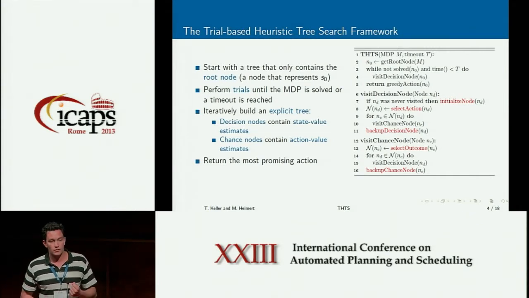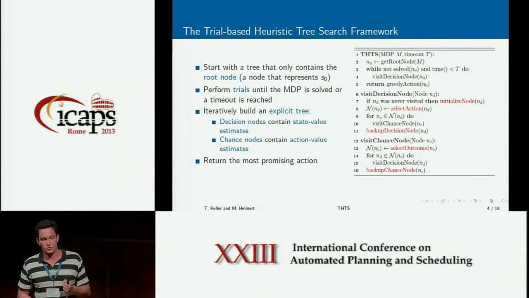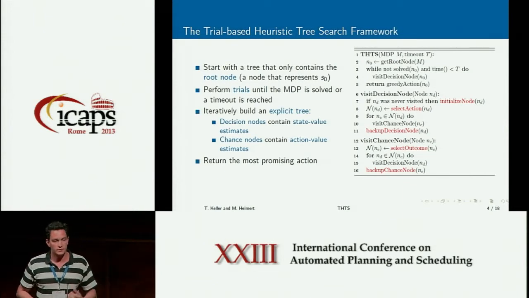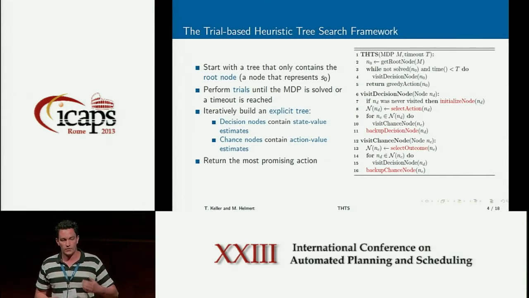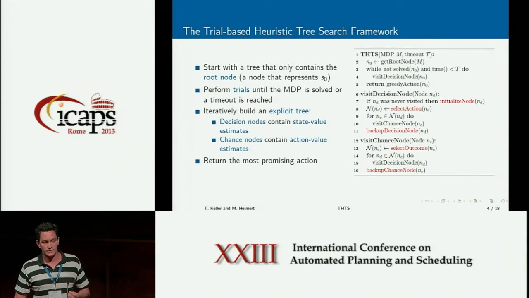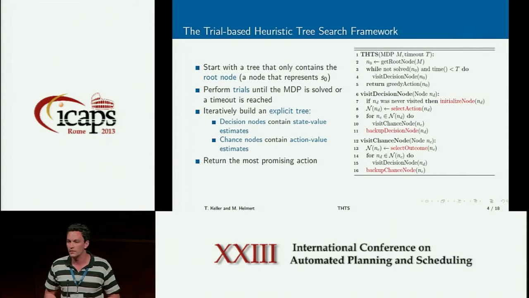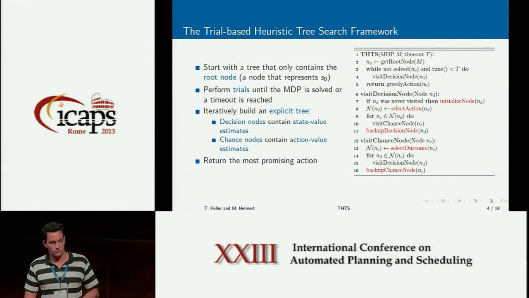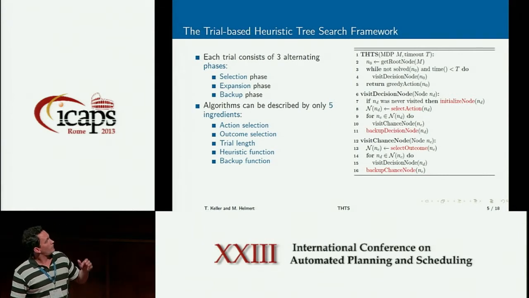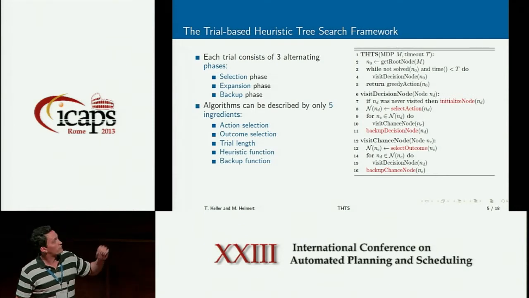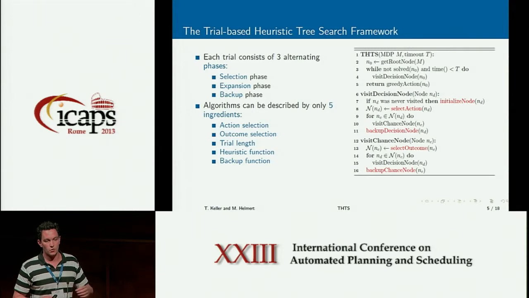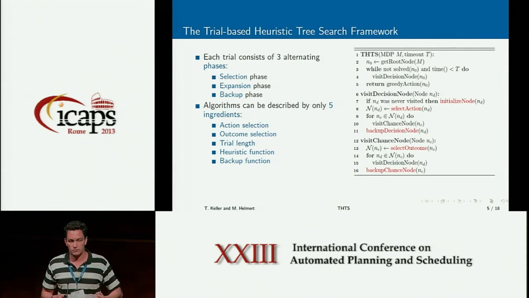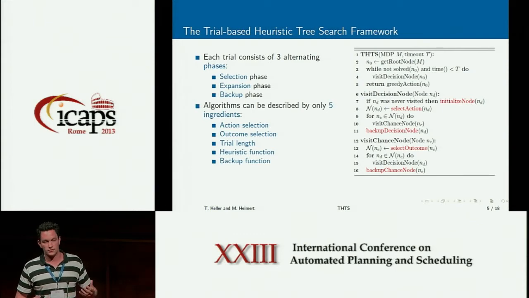Initially, the tree that is built consists only of a root node that represents the initial state. And in the trials, we add nodes, alternating decision and chance nodes, to the explicit tree, where decision nodes contain state value estimates, and chance nodes contain action value estimates. I will not go into too much detail regarding the framework, but all these algorithms basically go through three alternating phases. One phase where successor nodes are selected, a phase where nodes are added to the tree, and a phase where the nodes in the tree are updated with the new information that was gathered in the trial.